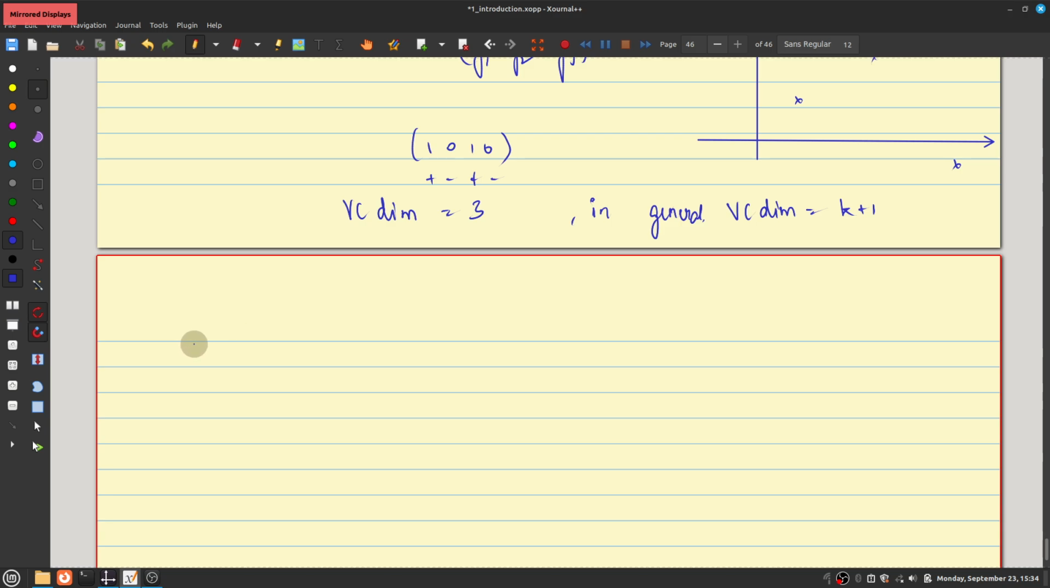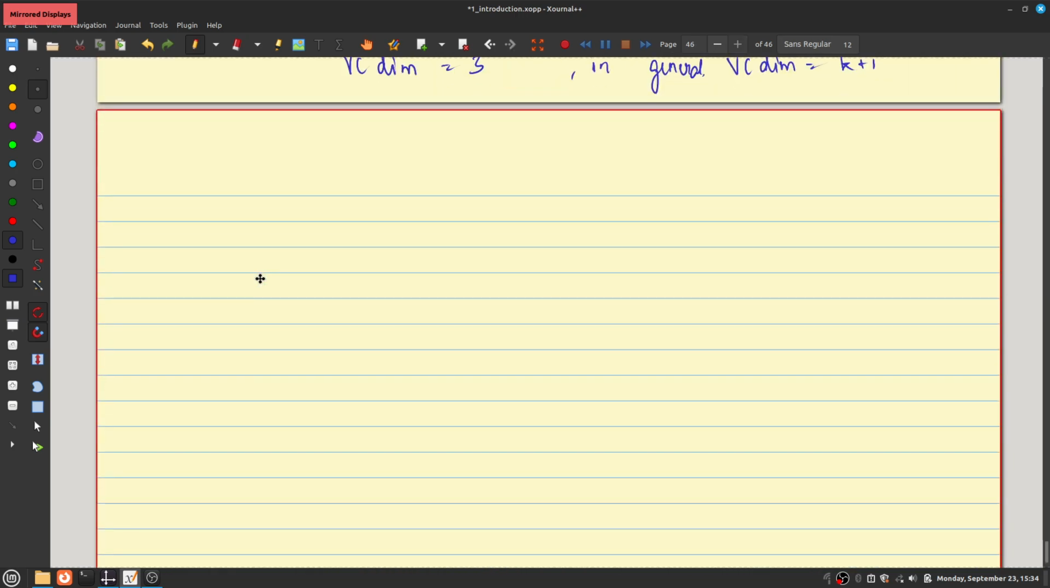Here is an example. Again, I won't prove this, but I'll leave it as an exercise. So suppose I look at the set of all functions of the following form.